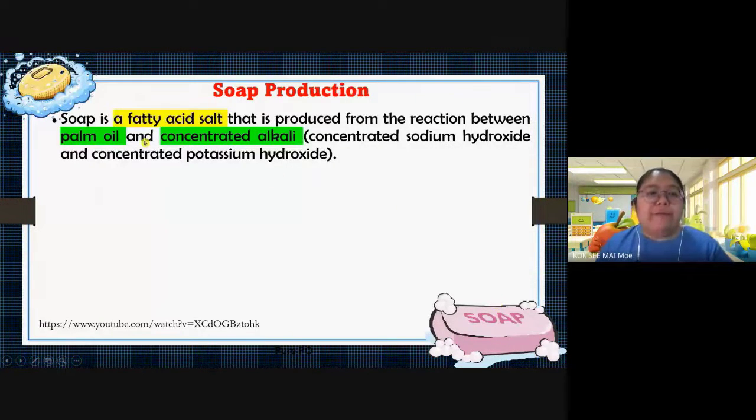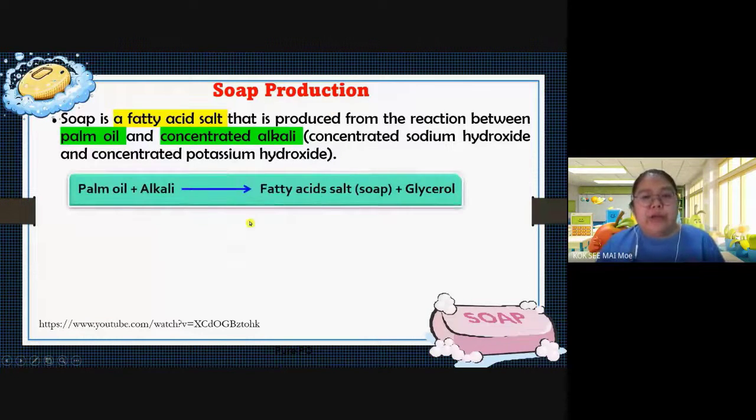Okay, soap is a fatty acid salt that is produced from the reaction between palm oil and alkaline. We use palm oil and alkaline, and after that we need to mix. We need to add concentrated sodium hydroxide and also concentrated potassium hydroxide. Then we add the salt, sodium chloride, to help the process become faster.